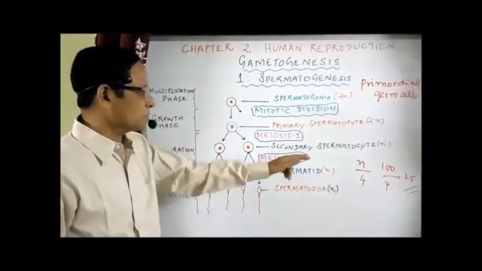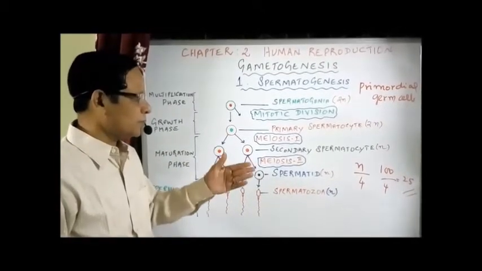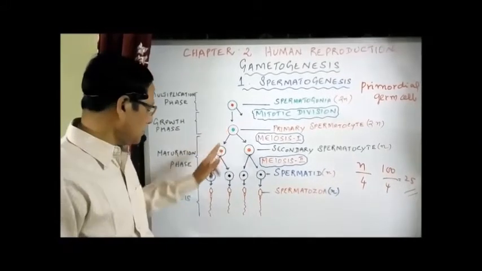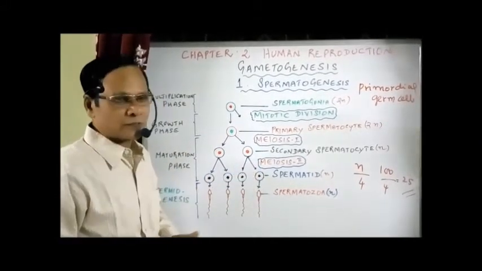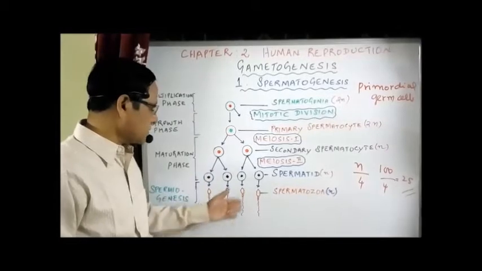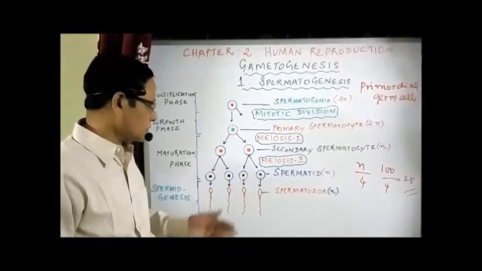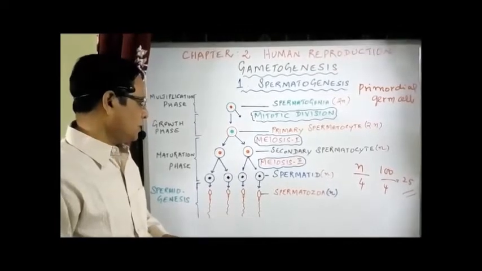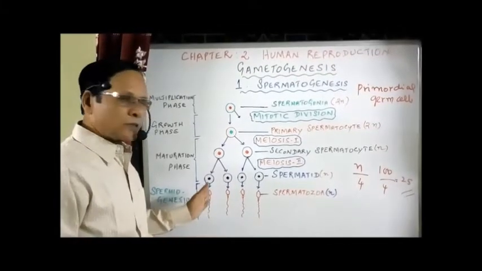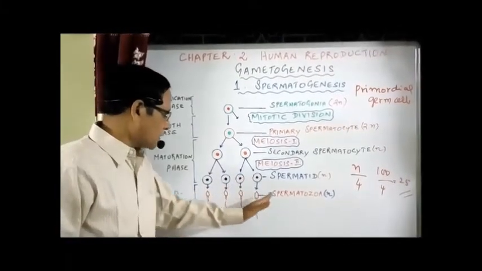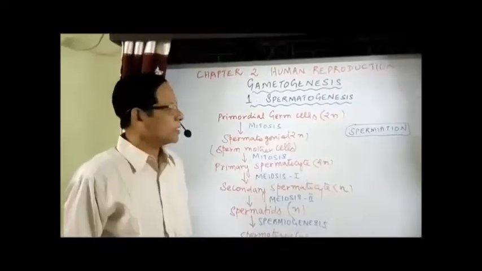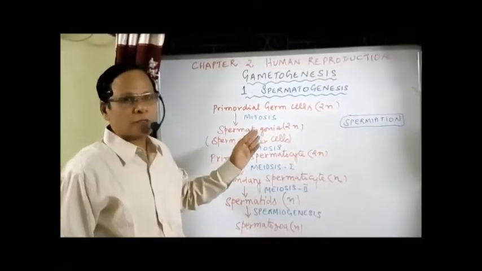That's why I mentioned the formula: n by 4, 100 by 4, we have 25 primary spermatocytes needed to form 100 spermatids. So the 100 spermatids undergo differentiation to form spermatozoa with n number of chromosomes. The process of conversion of spermatid into functional sperm is called spermiogenesis. We'll continue further.